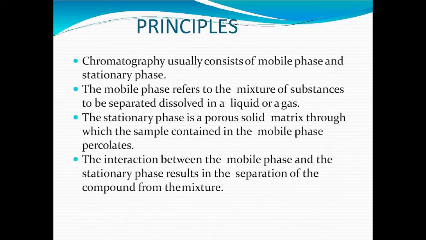The principle of chromatography consists of a mobile phase as well as a stationary phase. What exactly is the mobile phase? It is a mixture of the substance to be separated, dissolved in a liquid or a gas. The stationary phase is a porous solid matrix through which the sample contained in the mobile phase percolates, and interactions happen between the mobile phase and the stationary phase. As a result, there is a separation of the complex mixture of compounds.